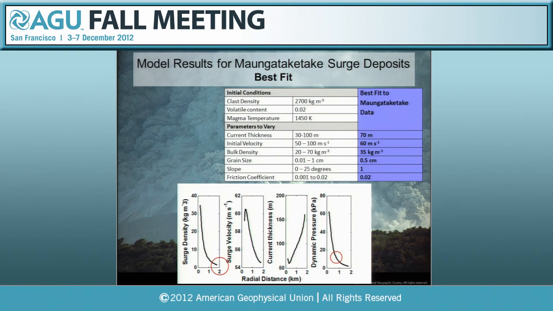So here I'm plotting some of the results, where this is the radial distance, this is surge density, velocity, current thickness, and dynamic pressure.